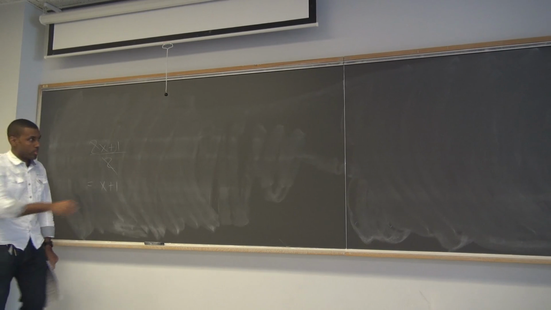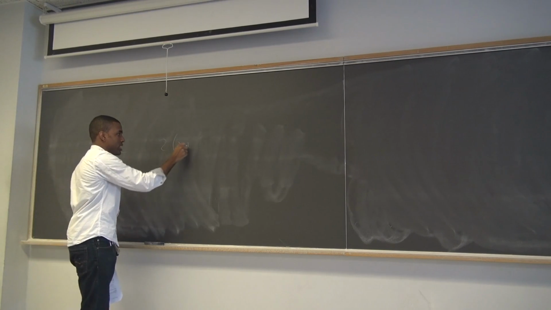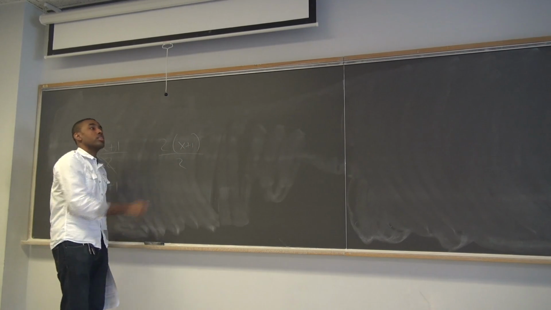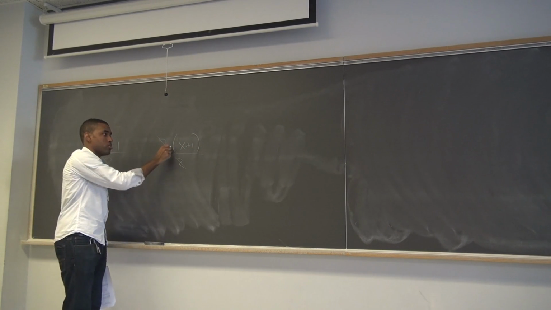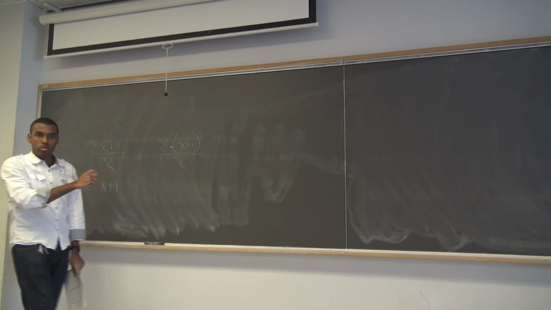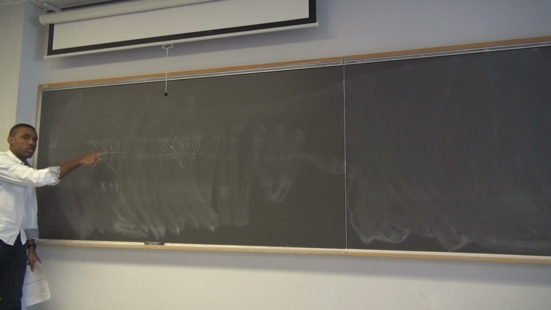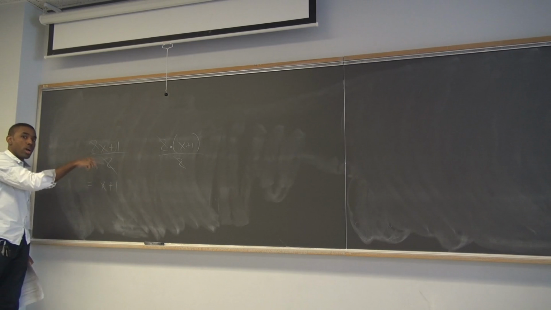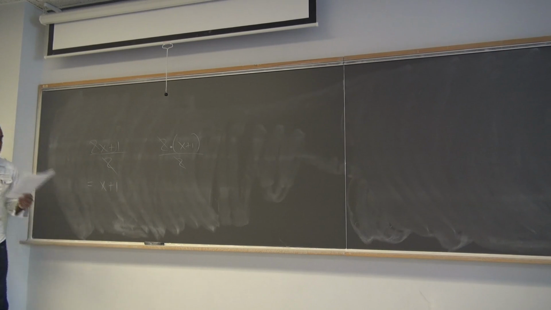Can't cancel. It's a completely different thing if this is in brackets. Then you can cancel the 2's because it's multiplication. You can cancel across multiplication and division. You cannot do it across sums. Do not do this. Okay.